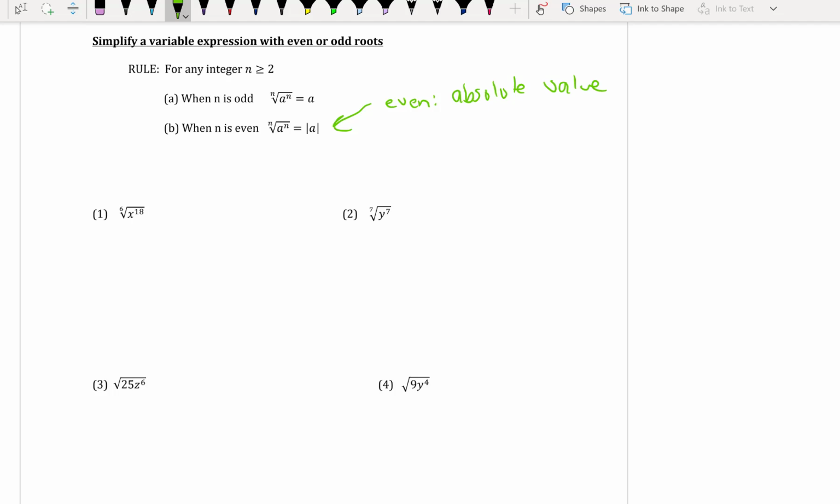So we want to simplify this as much as possible. I know that it's the 6th root here, and I have my x to the 18.